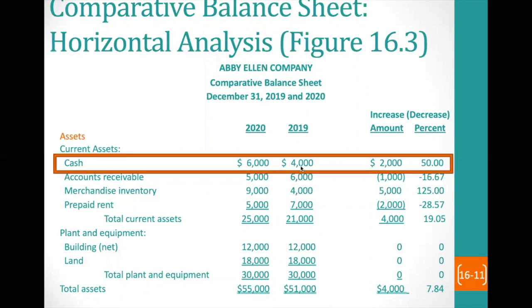We'll then look at cash. Cash was $4,000. Make sure you're looking to see which is the old year and the new year. So our increase is from $6,000 minus $4,000. We increased $2,000. Our percent increase is the $2,000 divided by the old year, $4,000. We get a 50% increase.